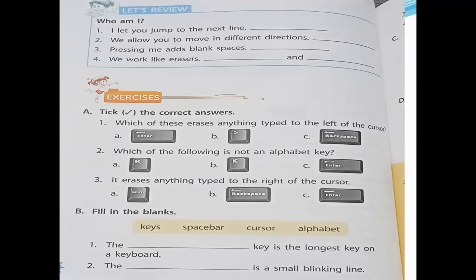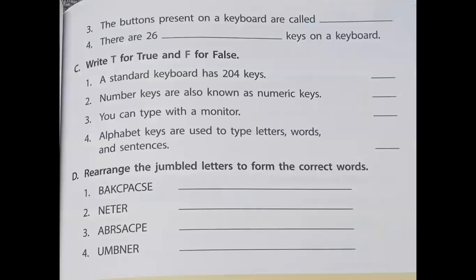Fill in the blanks. The dash is the longest key on the keyboard. कौन सी की होती है? That is space bar. The dash is the small blinking line. एक small blinking सी line जो चमकती है उसको क्या बोलते हैं? That is called cursor. The buttons pressed on keyboards are called keys. There are 26 dash keys on keyboard. कौन सी होती है 26? Yes, that is alphabet keys. 26 alphabets होते हैं.